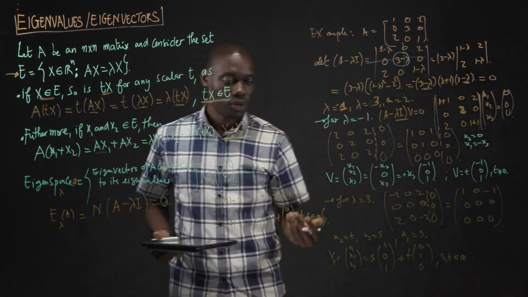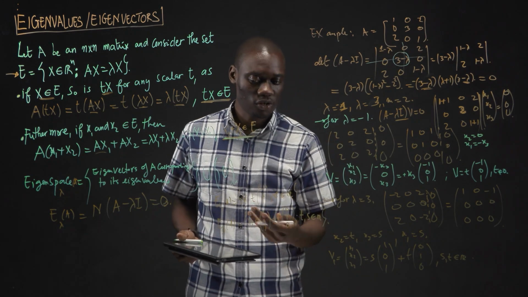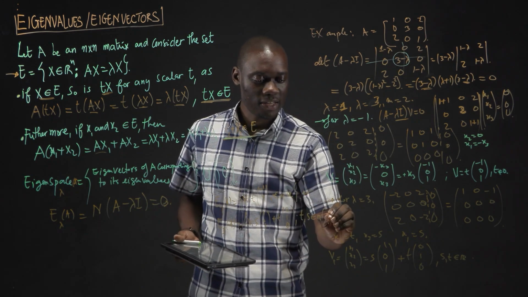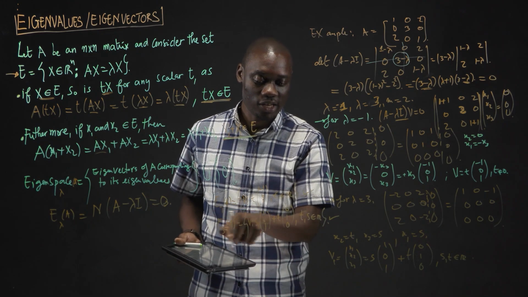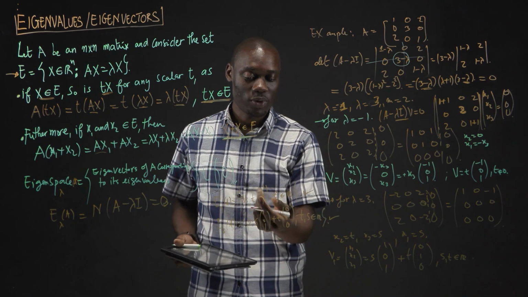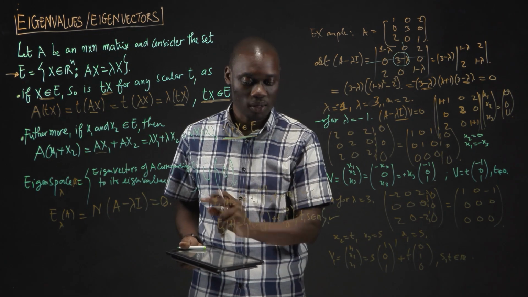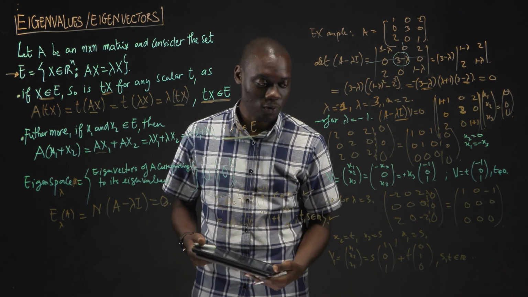Now, you may be asked to find the dimension of the eigenspace E minus 1 of A and E3 of A. So you can see that we have one vector here, so the dimension will be 1, and the dimension of this one will be 2.